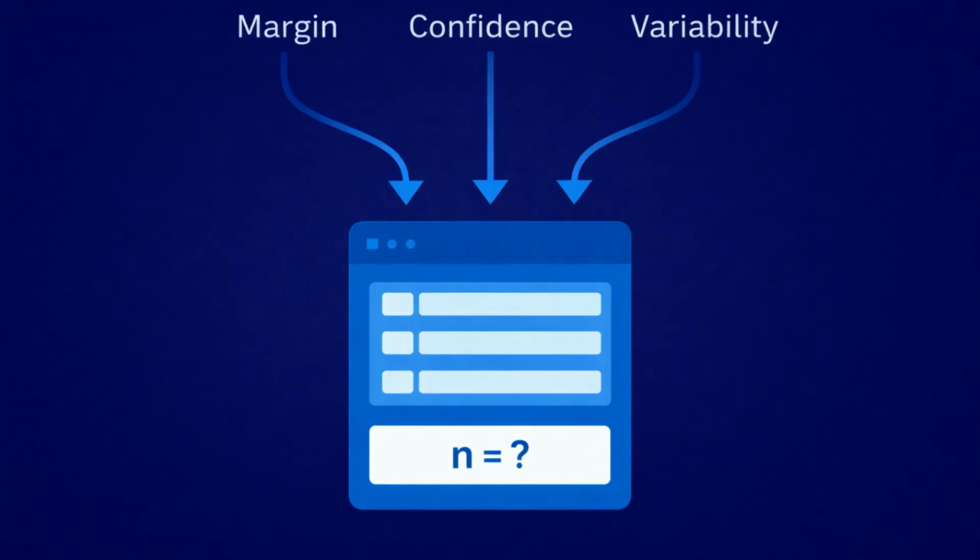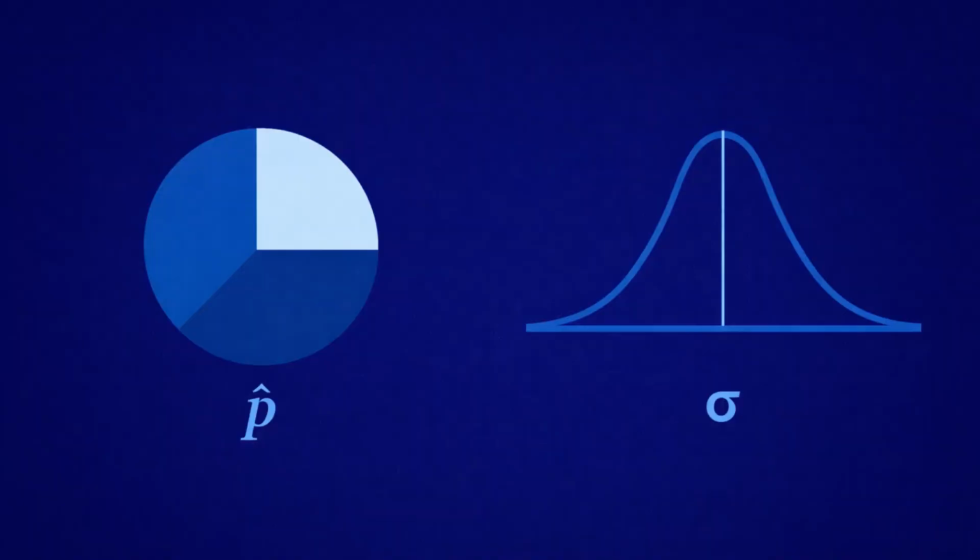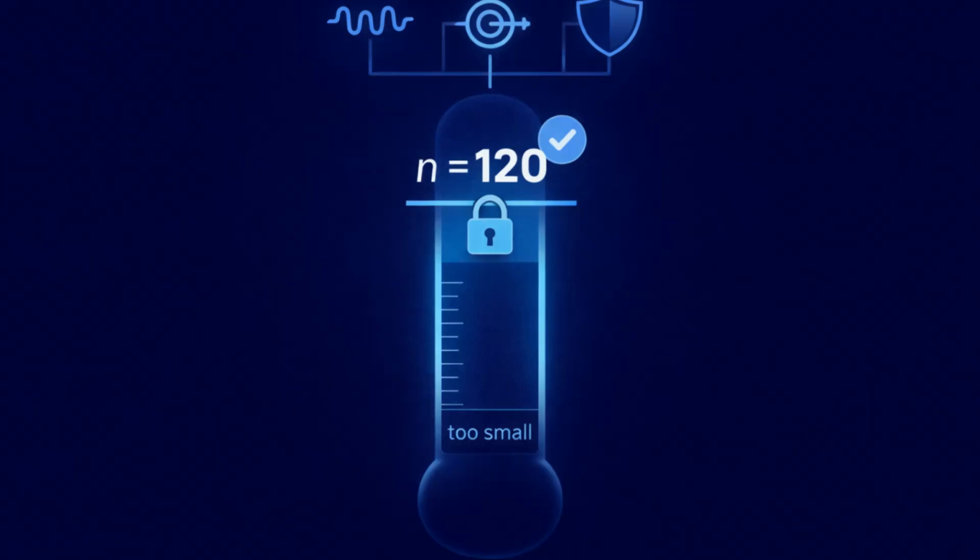Different software may label inputs slightly differently. For proportions, you may see labels like estimated proportion, p-hat, or anticipated proportion. For means, you may see labels like estimated standard deviation or sigma. These labels all refer to values you supply to represent expected variability.